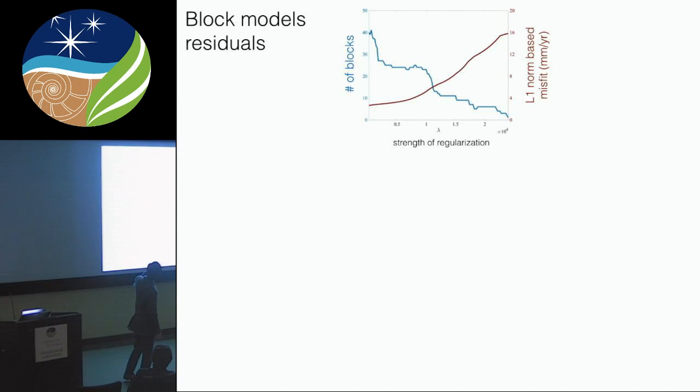So the blue curve here shows you the grouping. On the left-hand side, we allow all the blocks to move. All the way to the right-hand side, you can see there are only 3 blocks. And then the red curve here shows you the misfit. So when you allow everything to move, you have the lowest misfit, here about 4 millimeter per year. Up to when you don't allow anything to move, then you have 16 millimeter per year of misfit.